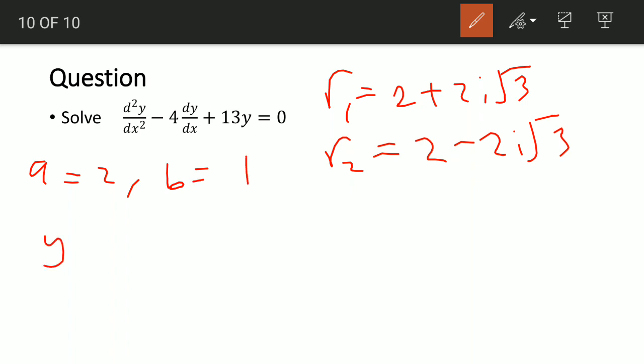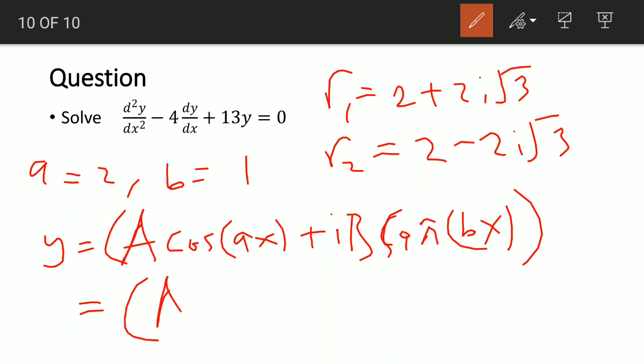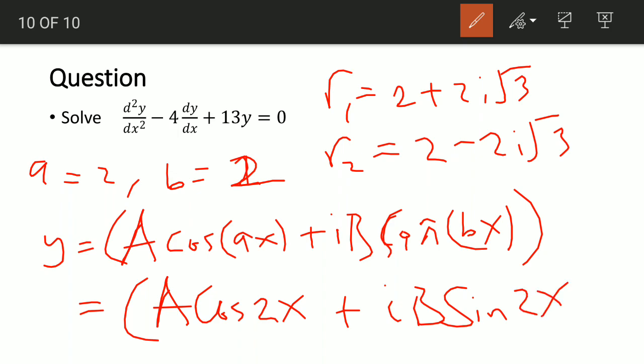Remember, whenever the roots are complex, the solution to the equation now becomes A cos bx, where capital A and capital B are constants, plus iB sine bx. So if we substitute the values now, our final answer is going to be A cos 2x, sorry, our b is 2, not 1, then plus iB sine 2x. Thank you very much.